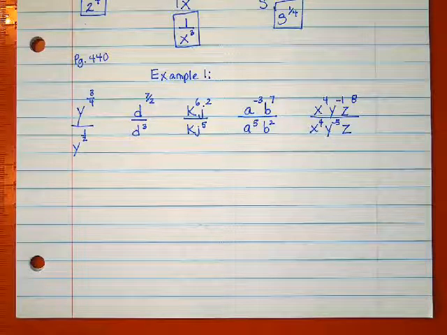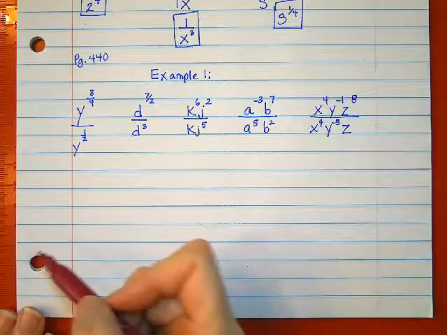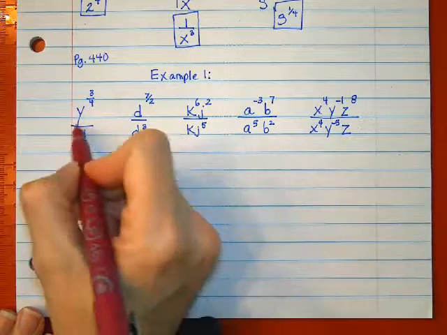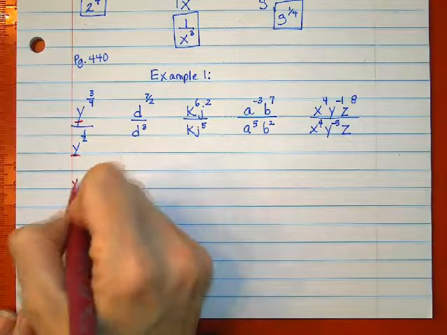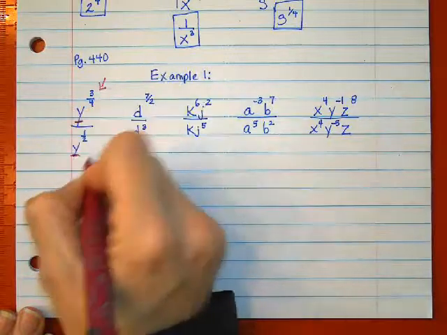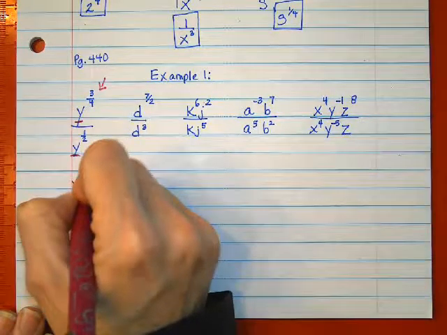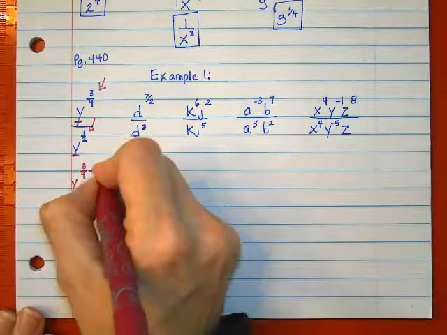So remember, the rule for dividing with the same base is we subtract their exponents. So we first identify who has the same base. Base y, base y. So they have the same base, so y. And then we take the exponent for the top base, which is 3/4, and we minus the exponent of the bottom base, which is 1/2.